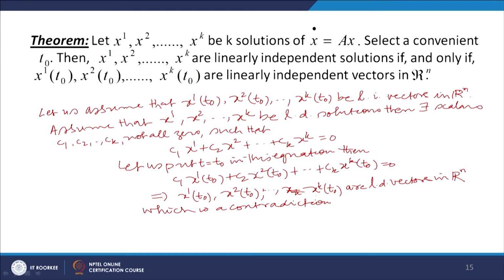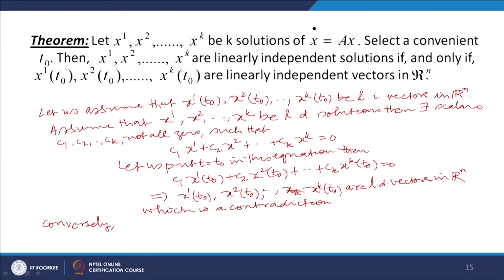And thus, it follows that if x1(t naught), x2(t naught) and so on xk(t naught) are linearly independent vectors in Rn, then the k functions x1(t), x2(t) and so on xk(t) are linearly independent solutions of the vector differential equation x dot equal to Ax. Now, let us prove the converse.